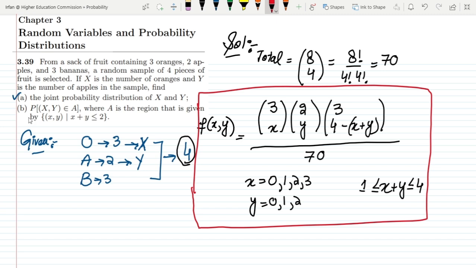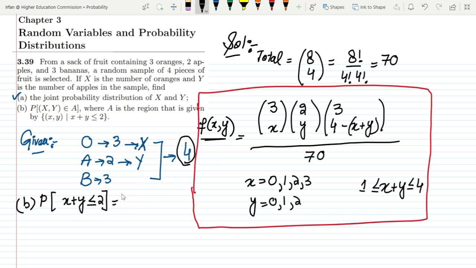Similarly in part B we are asked to find P of (x, y) is a member of A, where A is the region given by (x, y) such that x plus y is less than or equal to 2. So here in part B we have to see for which items we have to find the probability of (x, y) such that x plus y is less than or equal to 2. Which items can it be? Those can be found from this formula.